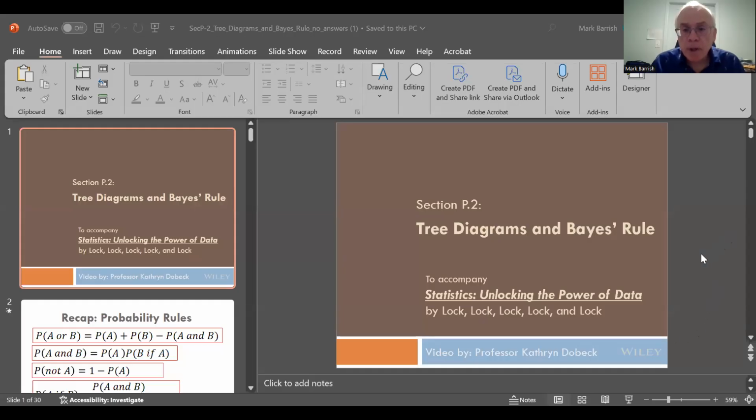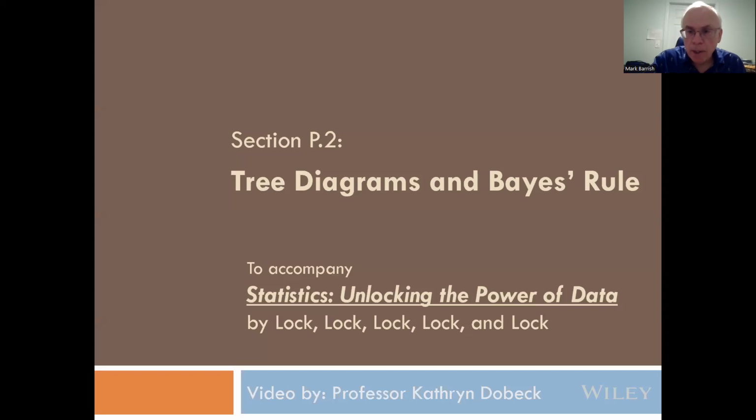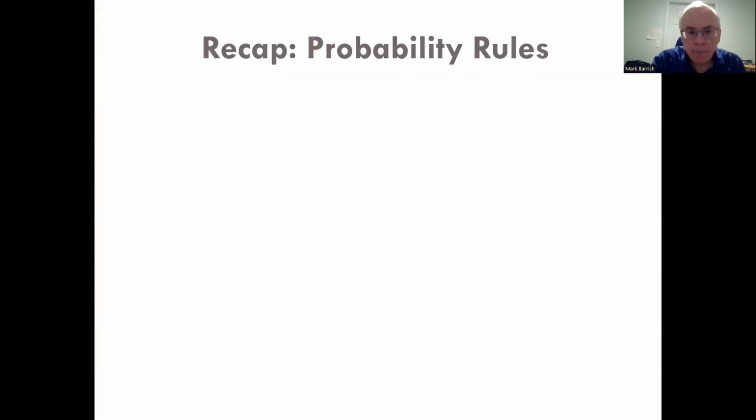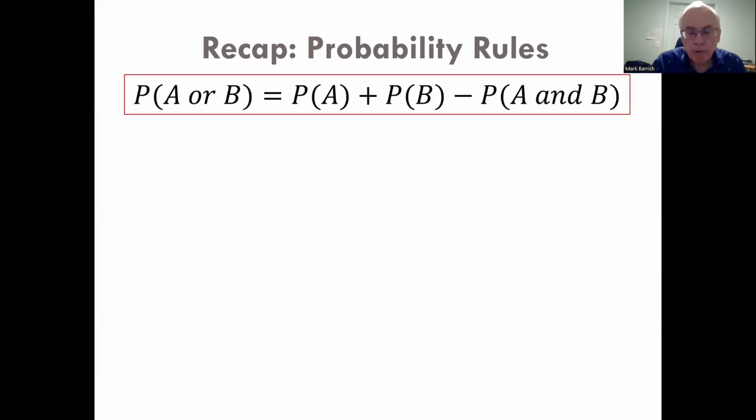Okay, there we go. So this is again section P2, tree diagrams and Bayes' rule. So let's get started. All right. So let's just review a couple of the probability rules we've learned so far.